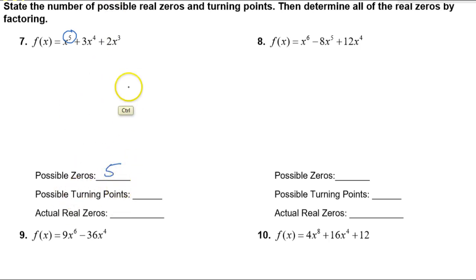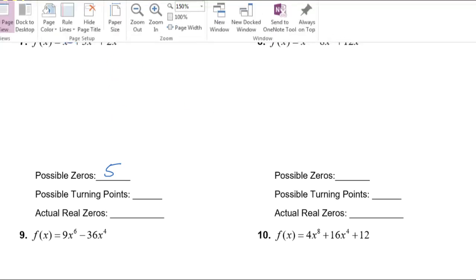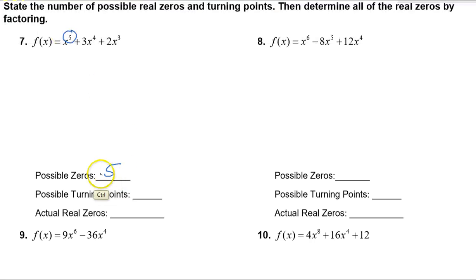Now, when it comes to turning points, if I have a graph like this, for example, then this is 1, 2, 3 turning points. The number of possible turning points is 1 less than the degree. So the degree is 5, so the possible zeros, 5. Possible turning points, 4. Okay, let's do that part for number 8 real quick. Possible zeros, 6. Possible turning points, 5.